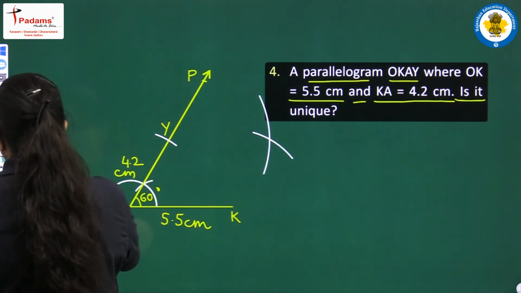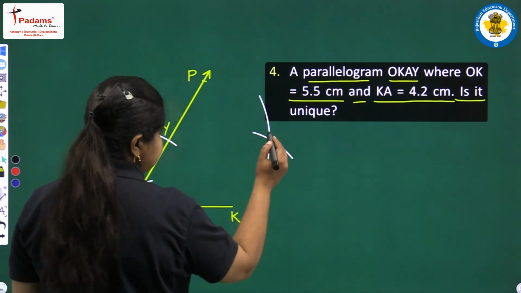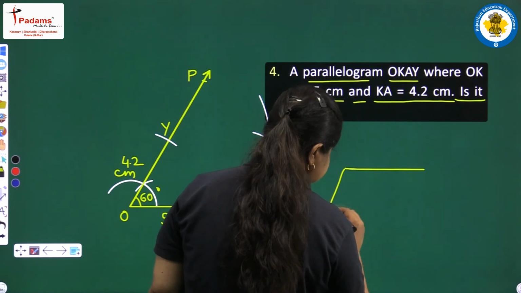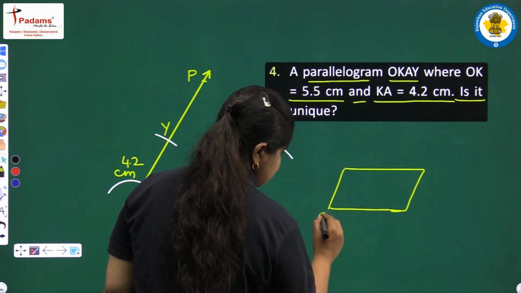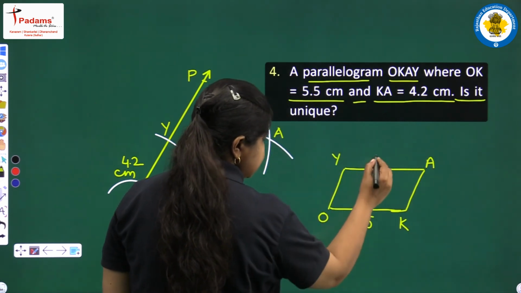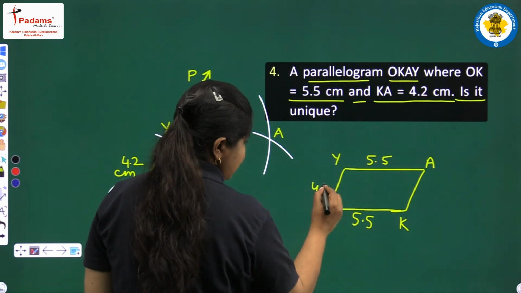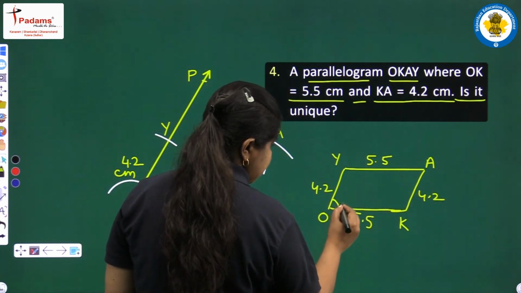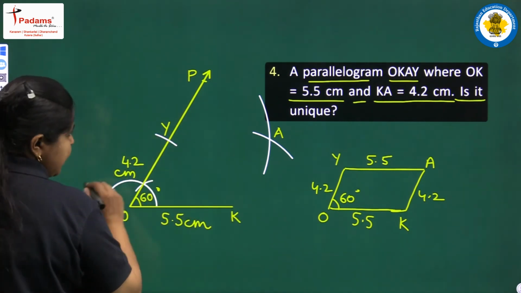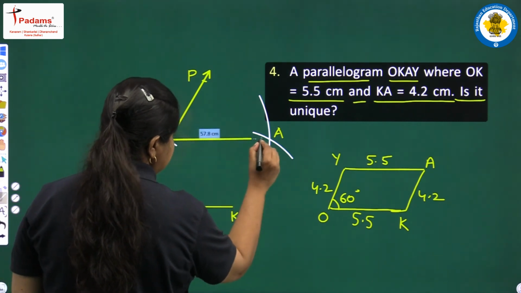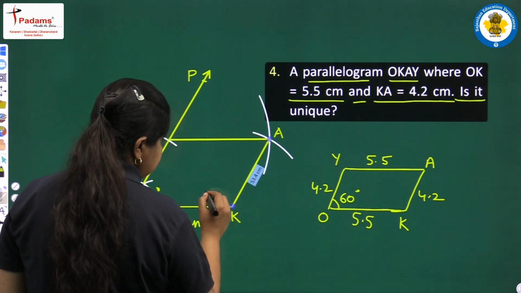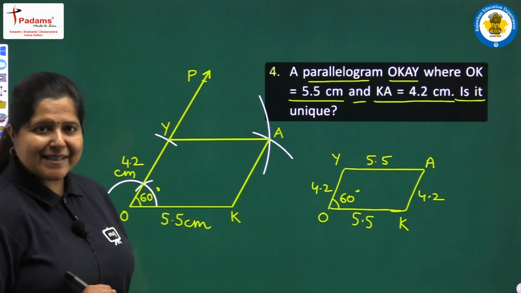Yes. And now we get this point as OKAY. Let me draw the rough sketch once again a little bit far. It was like this, OKAY. We had taken this to be 5.5, this was 5.5, this is 4.2, this is 4.2, and this we had taken to be 60 degree. That's what the figure is. Now we simply need to join these points YA and then AK. With this, our parallelogram is complete.